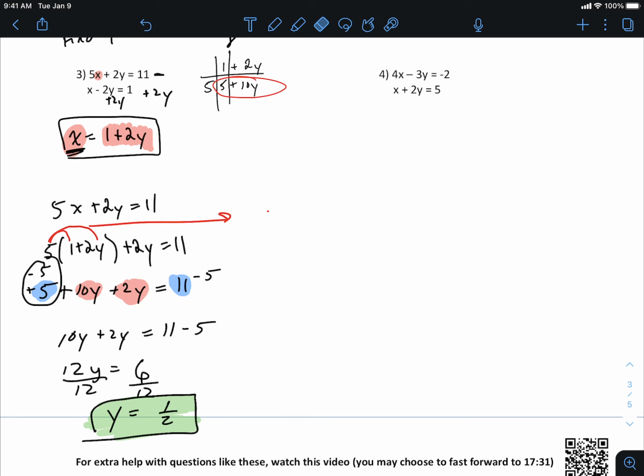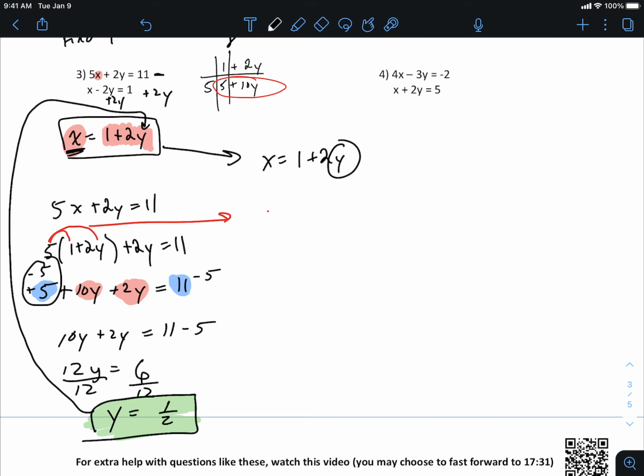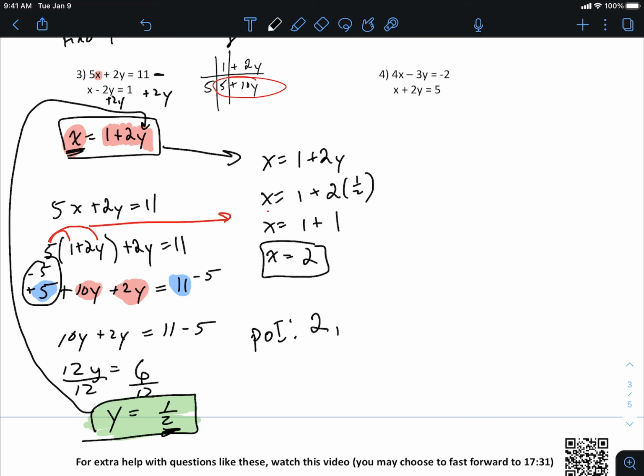So you say, okay, that's fine. I'm going to take my y value and I'm going to plug it in right there. And so x is going to equal 1 plus 2y, and then you're going to replace the y with what it was equal to. X equals 1 plus 2 times 1/2. 2 times 1/2 is going to be 1. So x is equal to 2. And so you can now state your point of intersection as being 2 and 1/2. You always go x and then y.